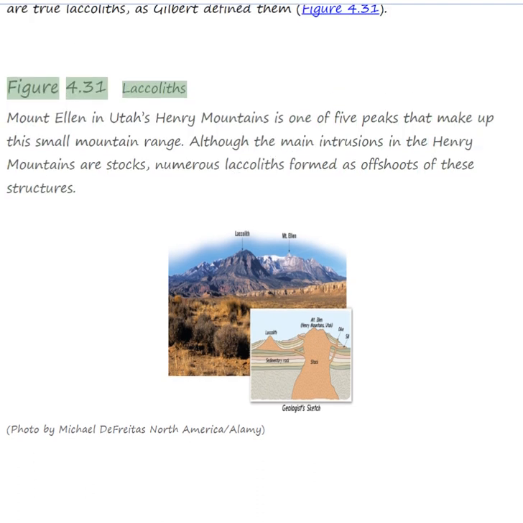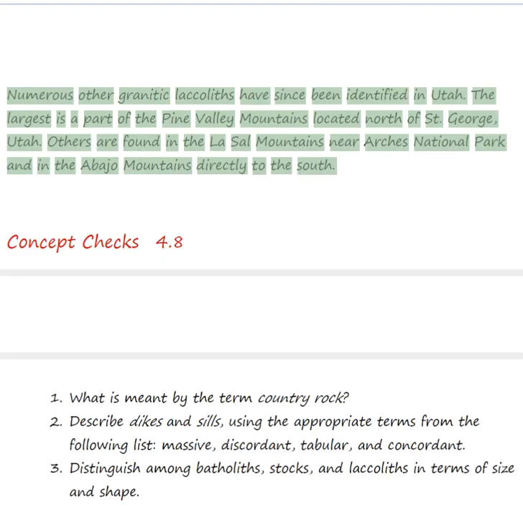Figure 4.31 Laccoliths. Numerous other granitic laccoliths have since been identified in Utah. The largest is a part of the Pine Valley Mountains located north of St. George, Utah. Others are found in the La Salle Mountains near Arches National Park and in the Abajo Mountains directly to the south.